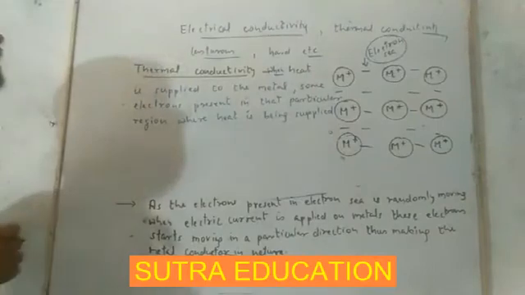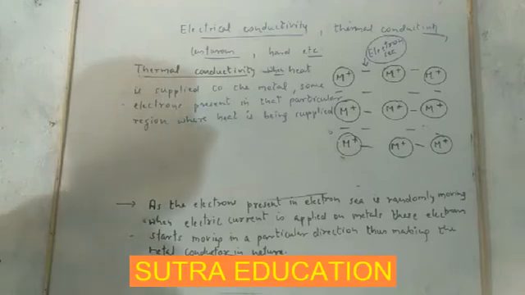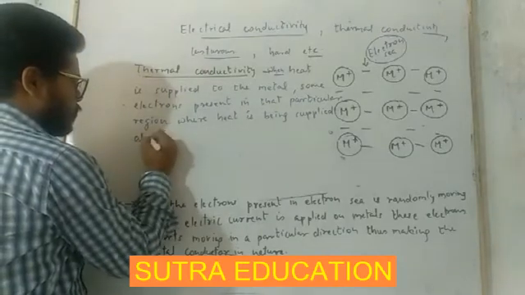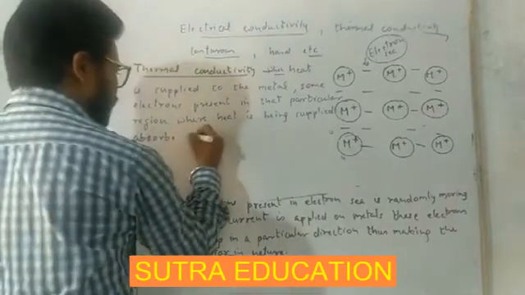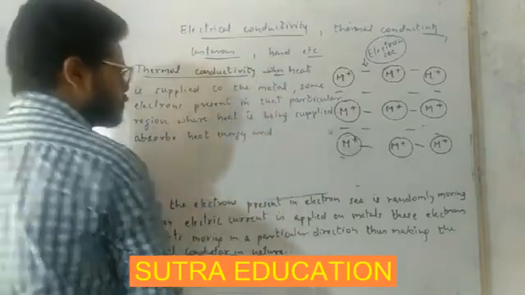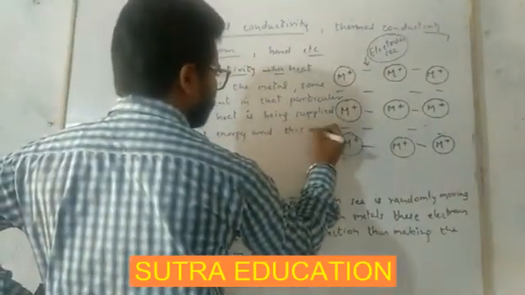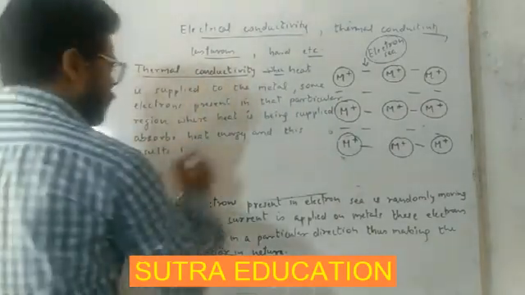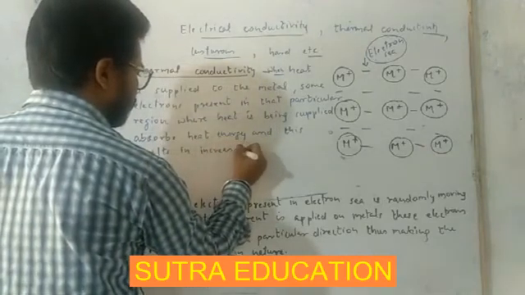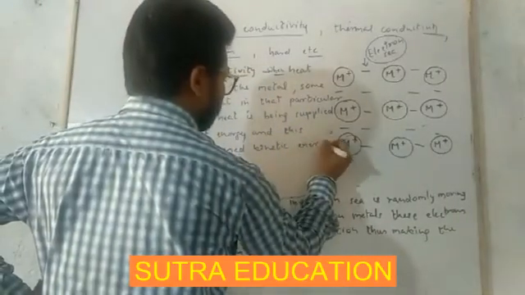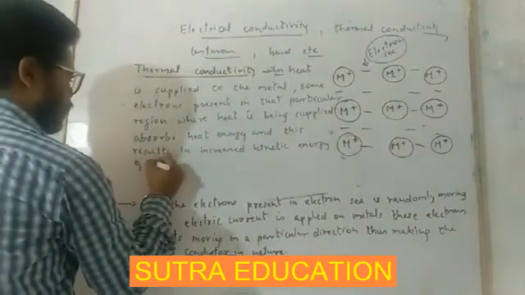When heat is supplied to the metal, some electrons present in that particular region where heat is being supplied absorb heat energy, and this results in increased kinetic energy of the electrons.